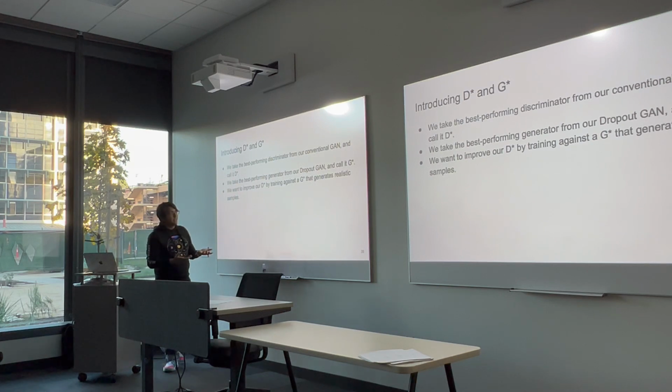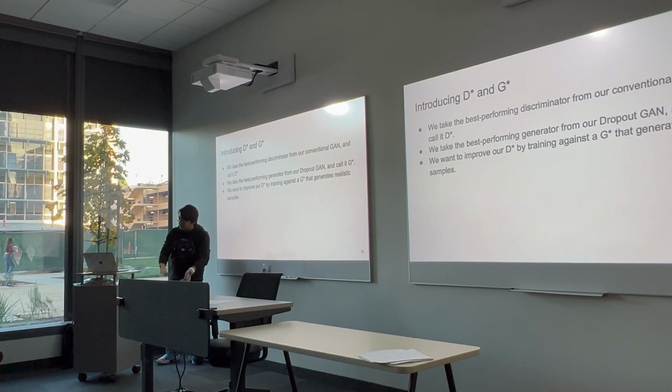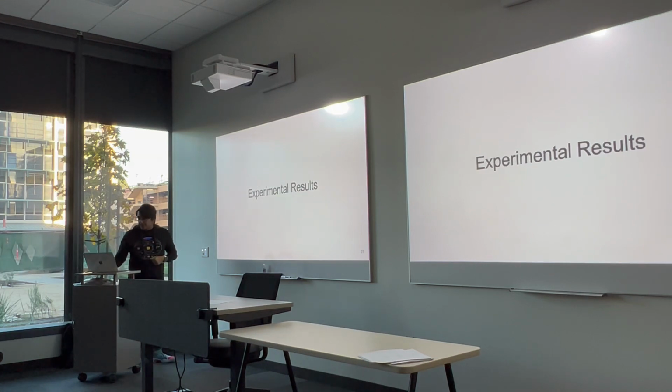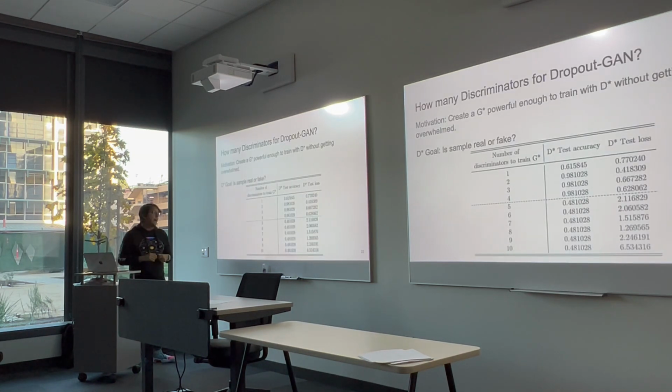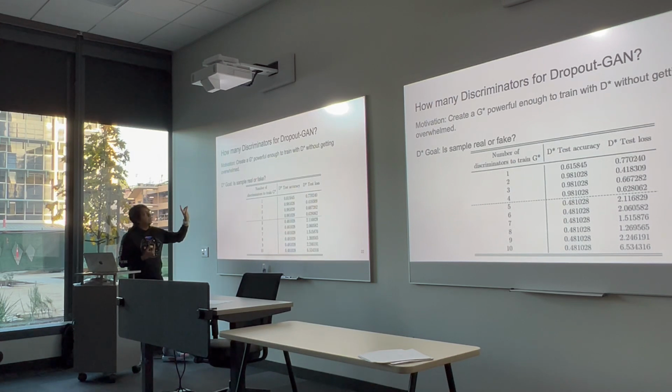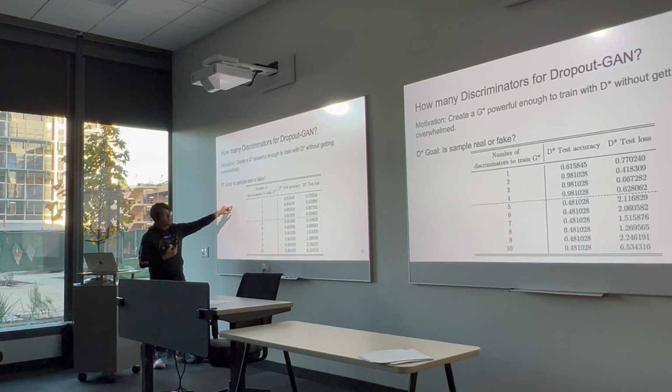Now that we have a generator that can train against a discriminator, we can come back to our original problem of bot detection and train these two against each other. We do exactly that, and first we want to figure out the best way to train this G star. In this experiment, we're experimenting with a dropout GAN architecture, figuring out how many discriminators you need. Is it only one? Is it only two?